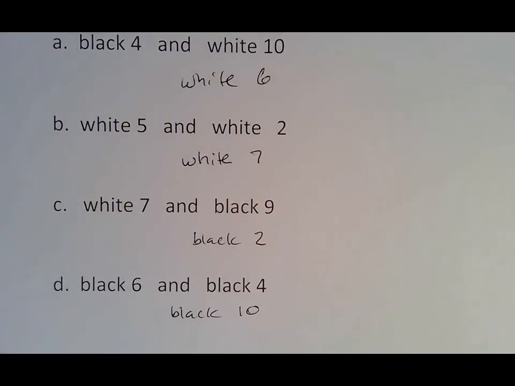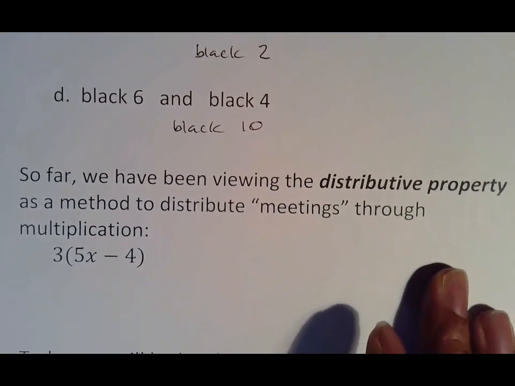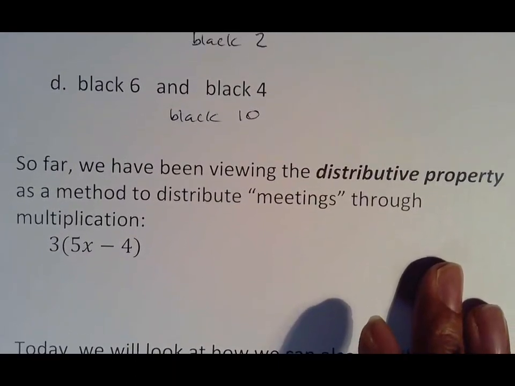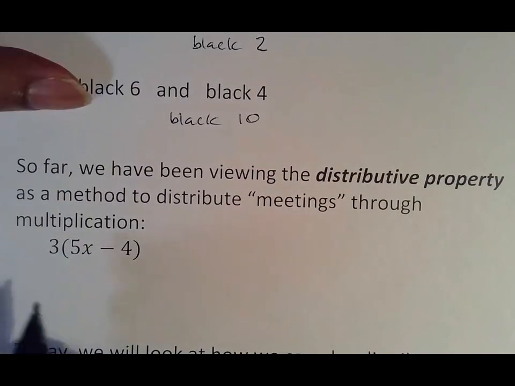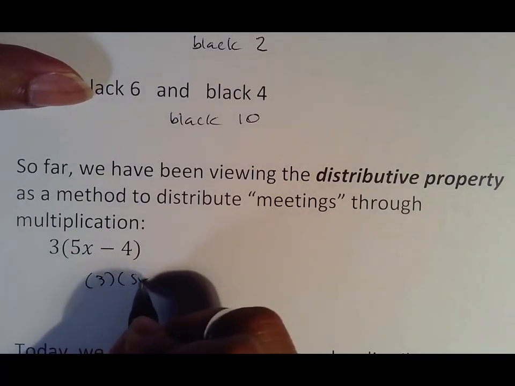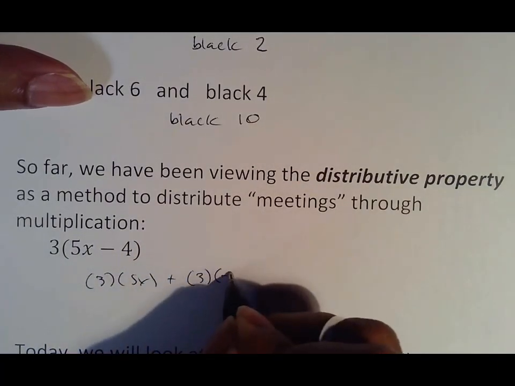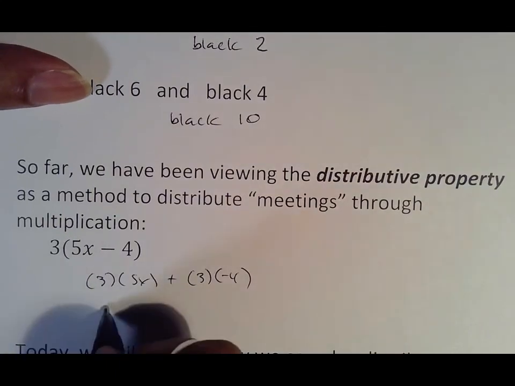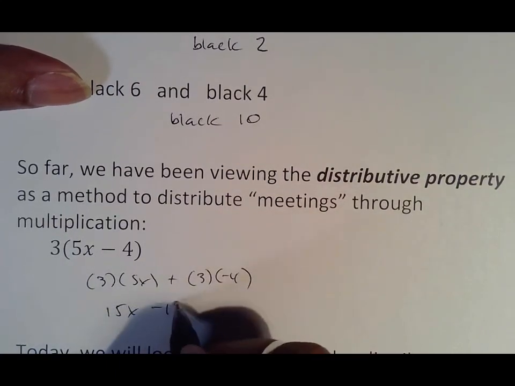All right. So getting to the work, so far we've been viewing distributive property as a method to distribute through multiplication. For example, since this is 3 times everything, we would put 3 times 5x and 3 times negative 4, which turns into 15x minus 12.